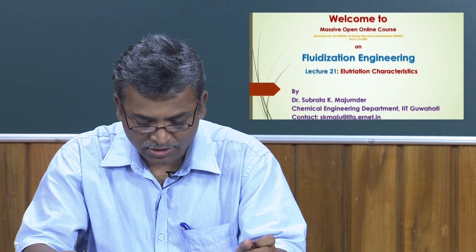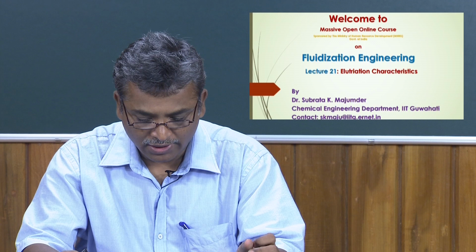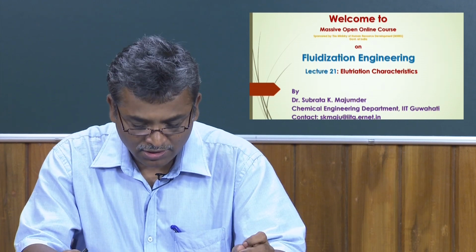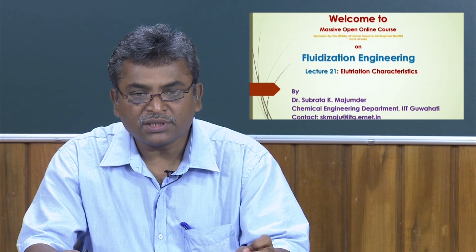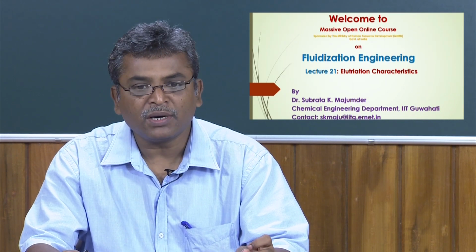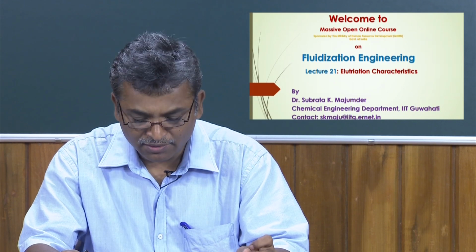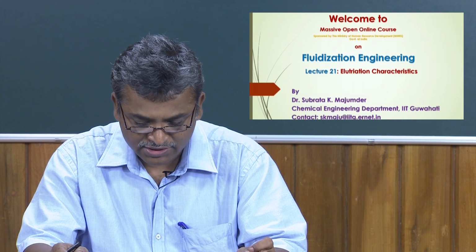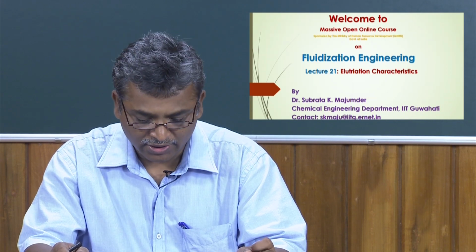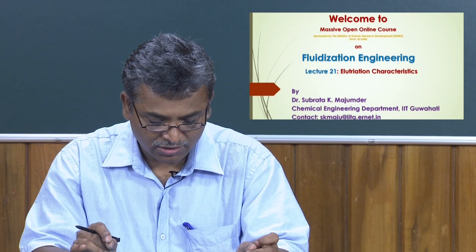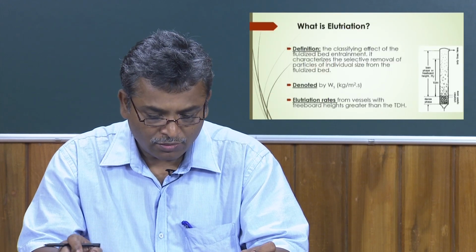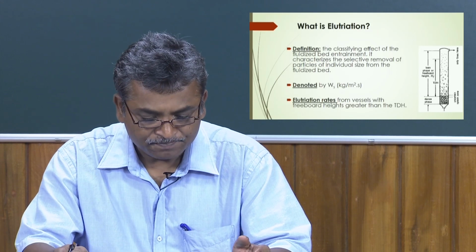This elutriation characteristics also discusses in the same way how the particles are separating along the axis of the bed. Here also the mechanism is the same: the fine particles will be segregating from the fluidized bed along the axis, and the entrainment mechanism will, to some extent, be useful to analyze this. So, what actually is elutriation?